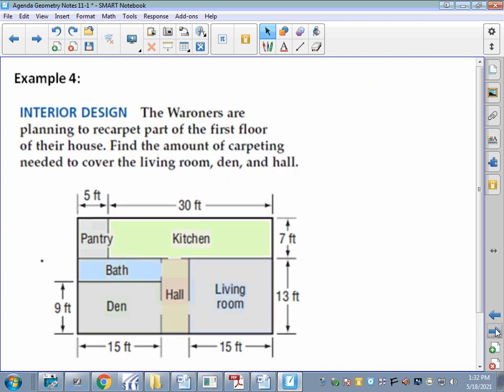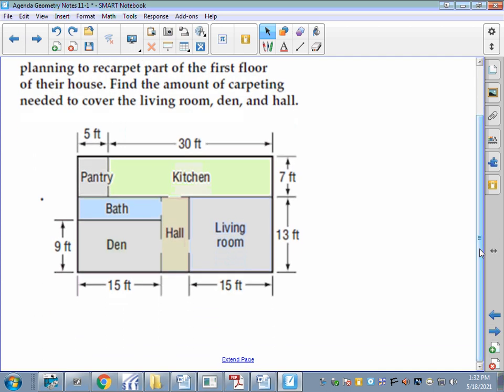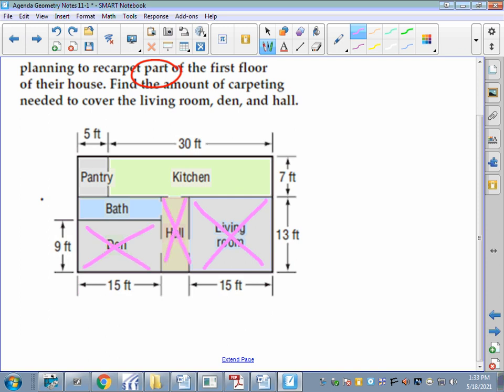This is an easy section, isn't it? So example 4, the Warners are planning to recarpet part of their first floor of their house. Part of it. Not all of it, right? If it was all of it, we could just do a big old base times height. Find the amount of carpeting needed to cover the living room, the den, and the hallway. So I need those 3 pieces. So hopefully you see, first of all, we might need to know this guy right here. That might be helpful.